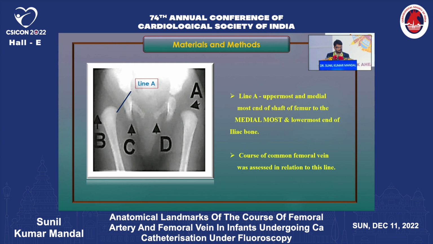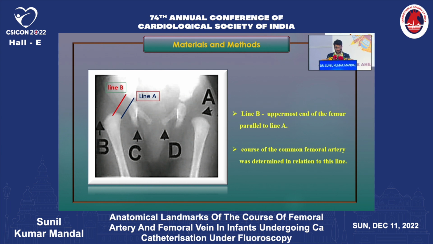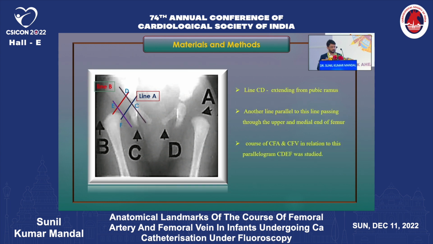According to the availability of landmarks, we drew a line from the uppermost and medialmost part of the shaft of the femur to the medialmost and lowermost end of the iliac bone, and the course of the common femoral vein was assessed in relation to this line, line A. Then another line, line B, was drawn from the uppermost end of the femur parallel to line A, and the course of the common femoral artery was analyzed in relation to this line.